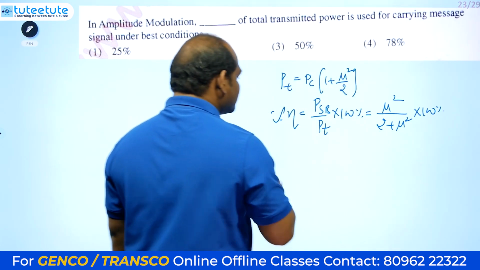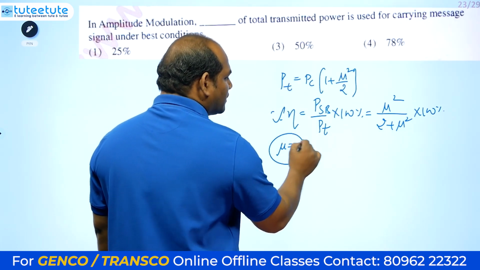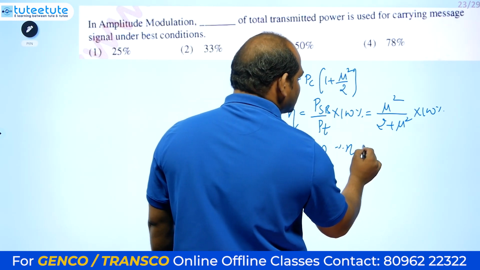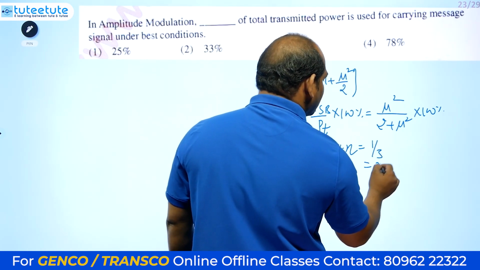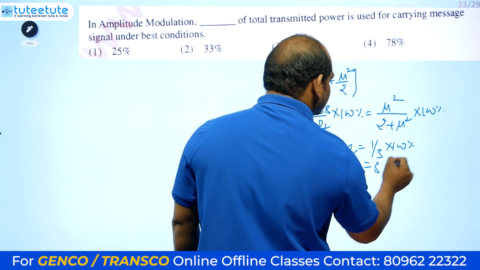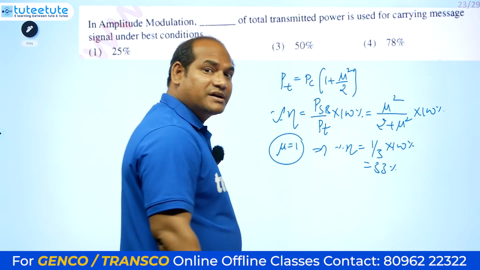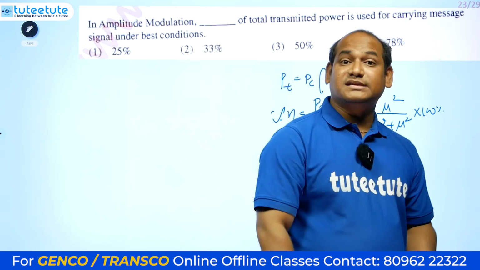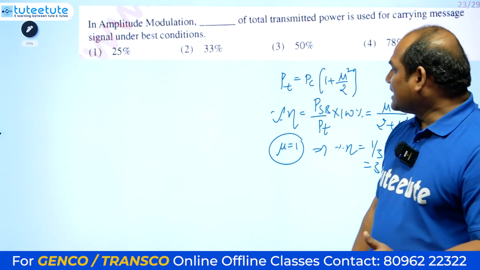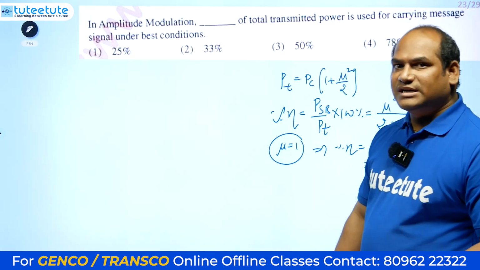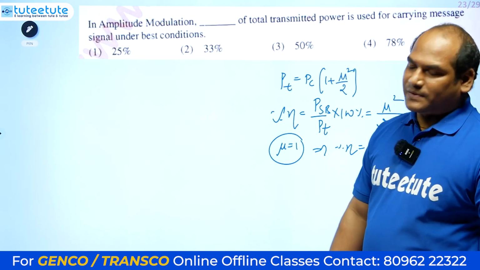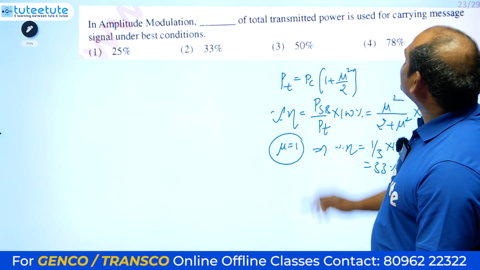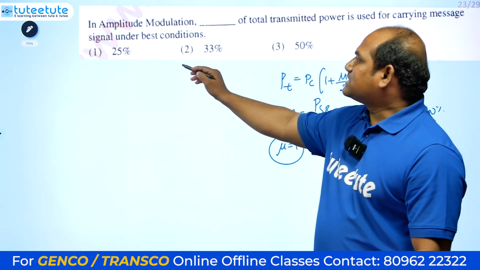If you perform that, you will get mu square by 2 plus mu square into 100%. Under best conditions, mu is equal to 1, you have to take. Then percentage of efficiency is equal to 1 by 3, that means 33% you will get. So 33% can be transmitted in the sidebands. And the remaining 66% is wasted in terms of the carrier power. So what is transmitted here is 33% only.